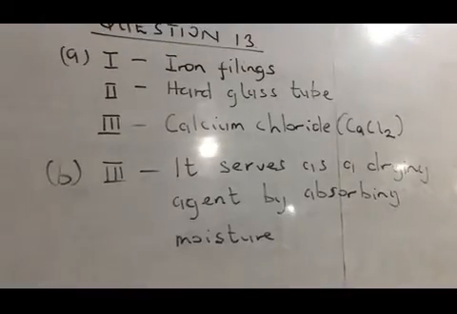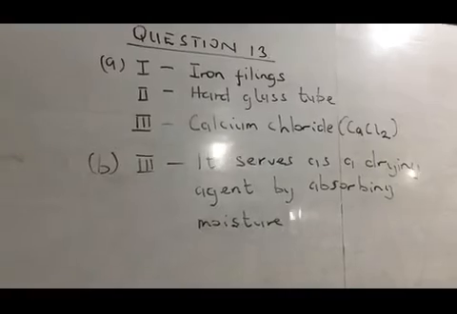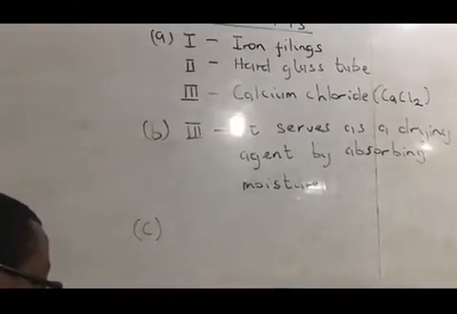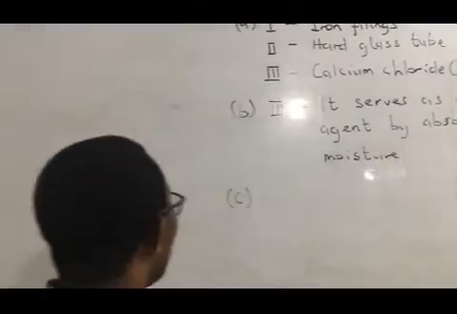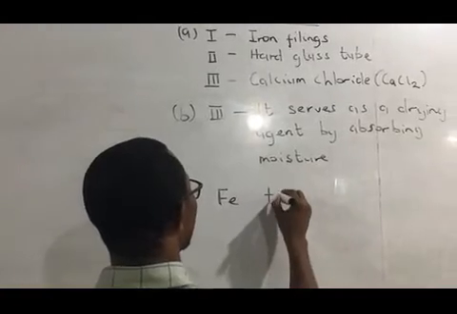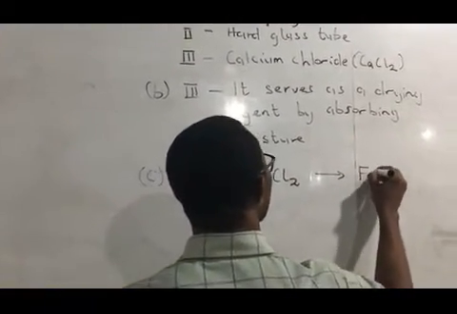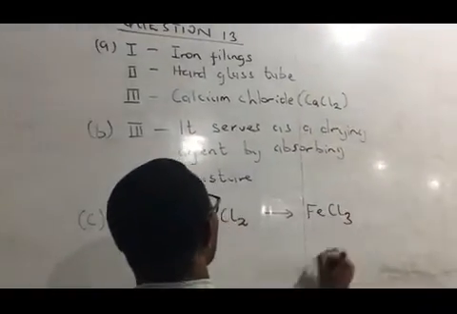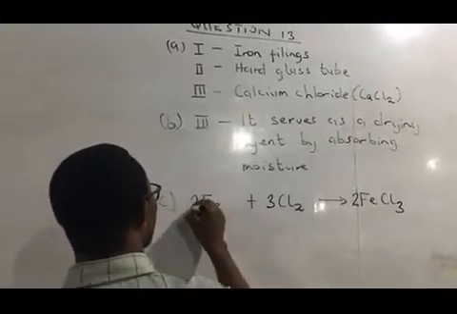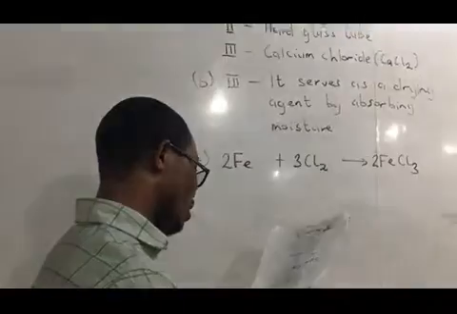So the II serves as a drying agent by absorbing moisture. And the C says you should write down the balanced equation for the reaction that takes place. So I've already even written the reaction. You have iron reacting with chlorine gas to give you iron-3 chloride. Balancing, you put 3 here, you put 2 here, and then you also put 2 here. So this is the balanced equation.